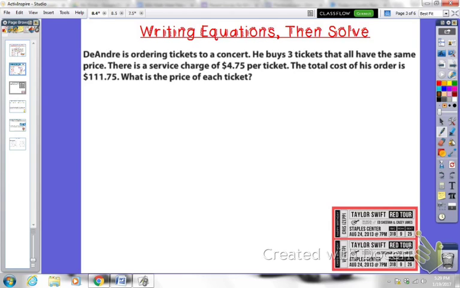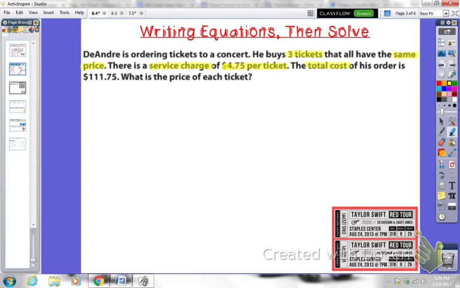All right, so this was a word problem. We're going to start by writing an equation and then solving. So DeAndre is ordering tickets to a concert. He buys 3 tickets that all have the same price. So that's important. There's a service charge, so that's like a fee of $4.75 per ticket.